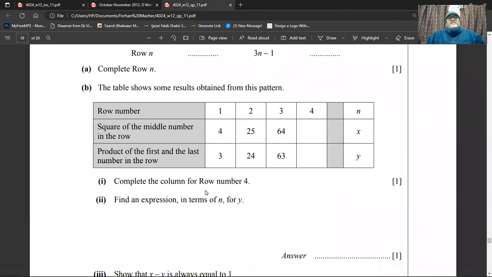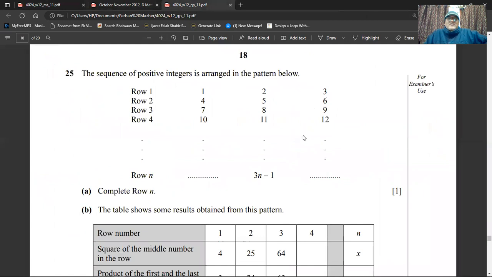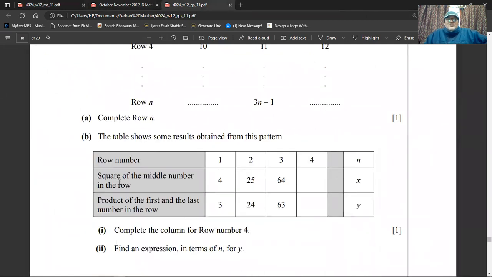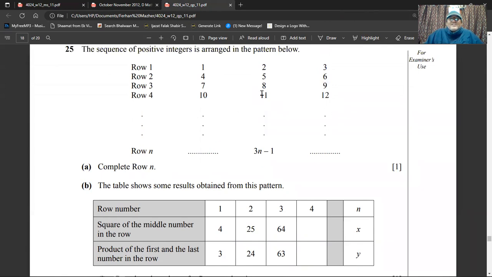Then the question is to complete this table. The columns are the square of the middle number in the row, and the product of the first and the last number in the row. Complete the column for row number 4. Square of the middle number: in the fourth row, this is the middle number, so what will be its square? 11 squared will be 121. So right here, 121. Product of the first and the last number in the row: you have to multiply the first and the last number in the fourth row. So 10 multiplied by 12 will be 120, I think.